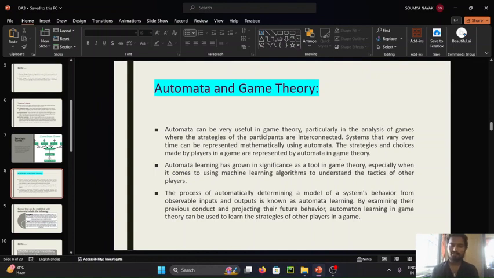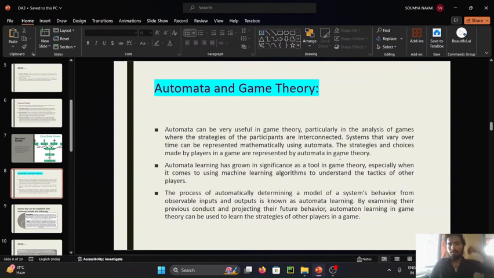Automata learning has grown in significance as a tool in game theory, especially when it comes to using machine learning algorithms to understand the tactics of other players. The process of automatically determining a model of a system's behavior from observable inputs and outputs is known as automata learning. By using examples of previous conduct to predict future behavior, automata learning in game theory can be used to learn the strategies of other players in a game. That is what we have discussed previously.